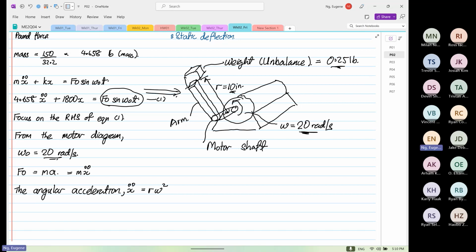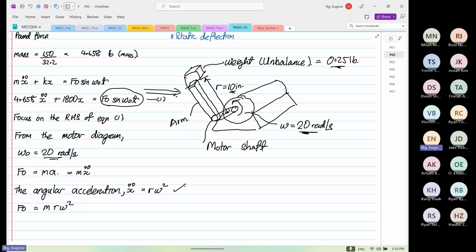So F naught is equal to m r omega squared. By the way, I will provide this formula if this question were to come out, because you have not learned it, or some of you might have forgotten it from high school.